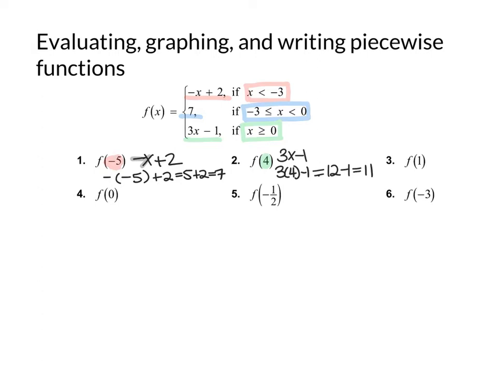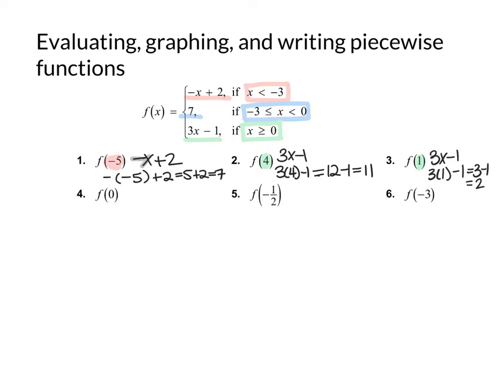Okay, let's look at f of 1. Is 1 less than -3? No. Is 1 between -3 and 0? No. Is 1 greater than 0? Yes, 1 is greater than 0, so greater than or equal to 0. So this one gets a green designation again. This is green, so we're going to use the green equation. The green equation is 3x minus 1. And so that's 3 times 1 minus 1, which is 3 minus 1, which equals 2.